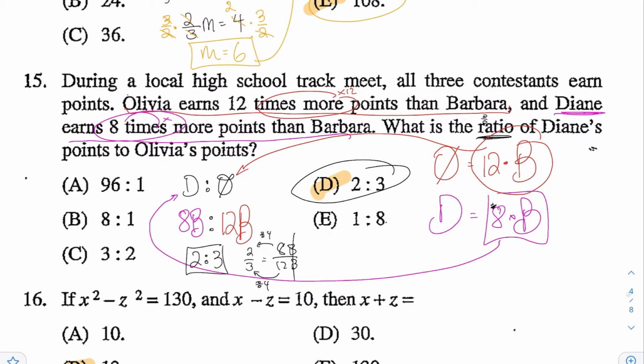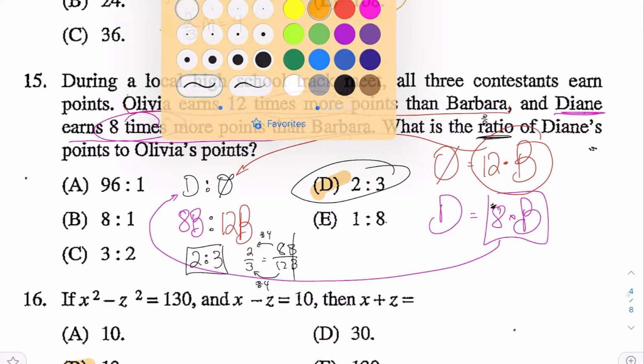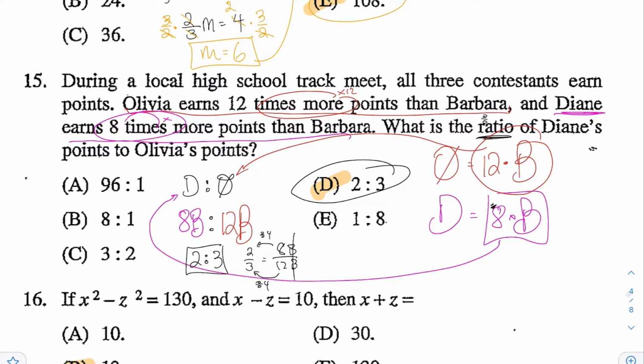The variable B, or Barbara's points, gets canceled out, whatever that number is, and you know that the ratio has to be 2 to 3. We don't know their actual points, but we do know that the ratio is always going to be 2 to 3.